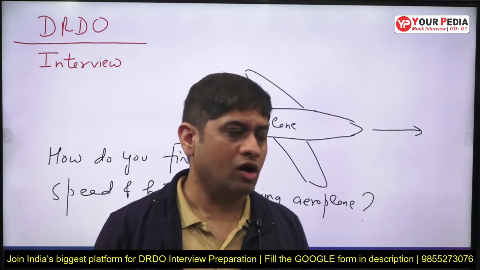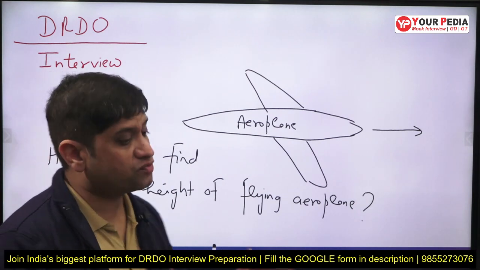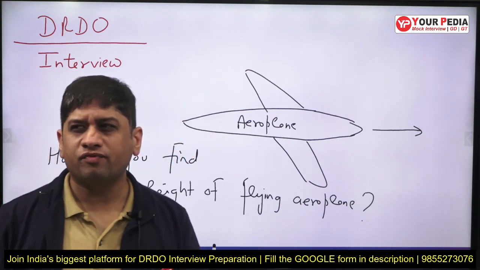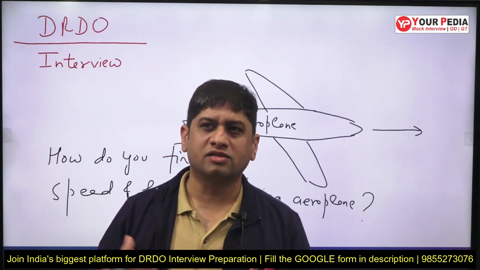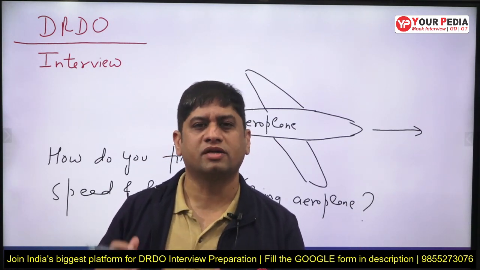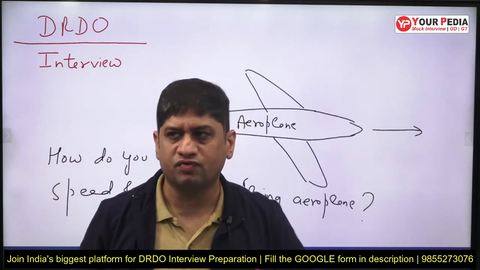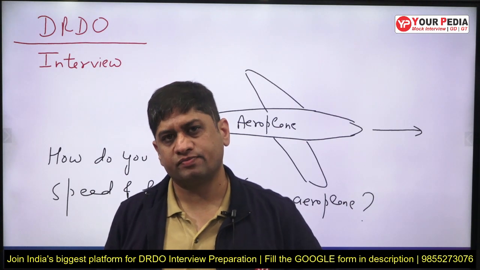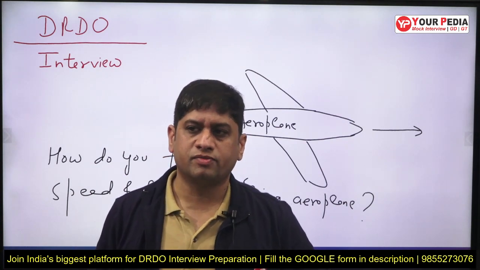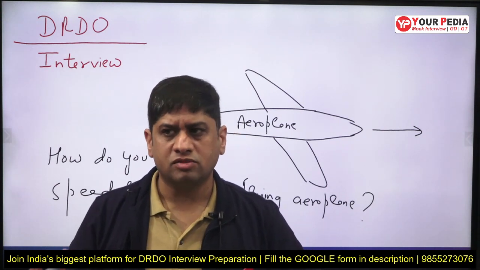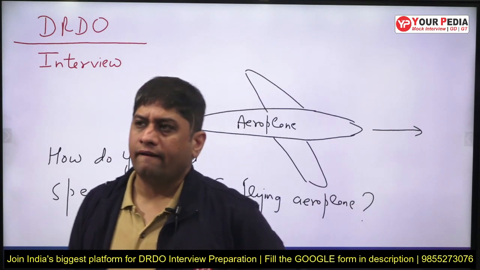The question was like, how do you measure the height of aeroplane and the speed of aeroplane when it is flying? You know, aeroplane flies approximately at 30,000 feet, maybe 36,000 feet or 10 kilometers, 12 kilometers, that is the height. In the mid-air, when it is cruising, when it is flying, that is the height of the aeroplane. And typically the speed of aeroplane is 1000 kilometers per hour, 900 kilometers per hour, 800 kilometers per hour. That is the typical speed.